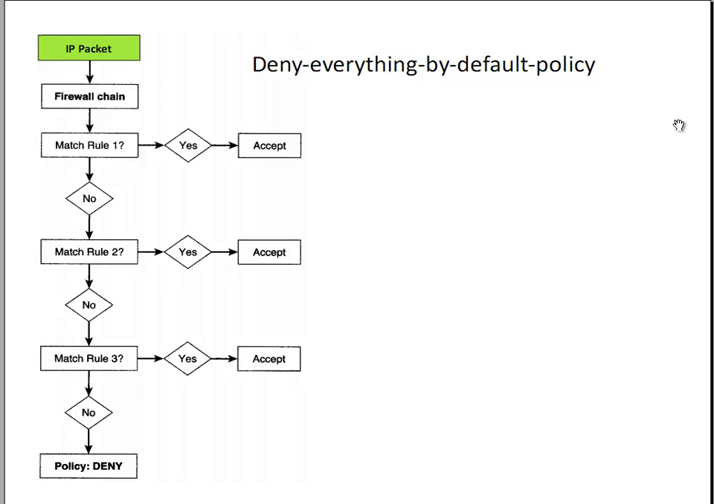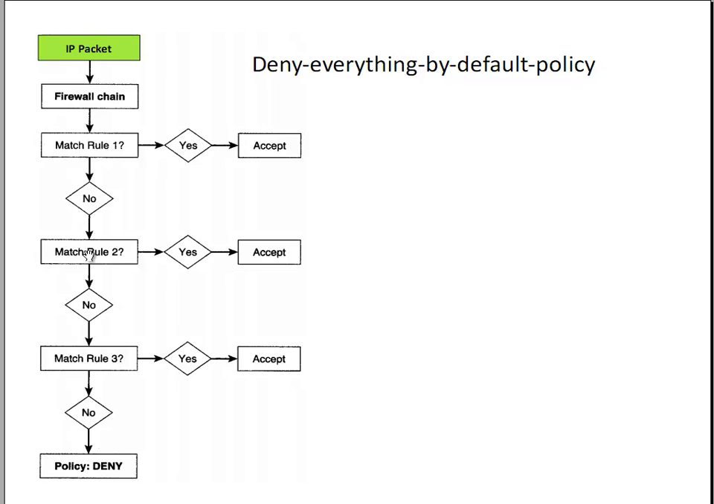So before we go in depth into IPTables, let's look at default types of policies that you might want to apply to the incoming packets on your network. So here we have one called a deny everything by default policy. Here we have an IP packet coming into the network. It hits the firewall chain, and then we have our rules. The IP packet coming in is matched against the first rule. If it matches, we accept that packet and we move it on to its final destination. If it doesn't match, it goes to rule 2.